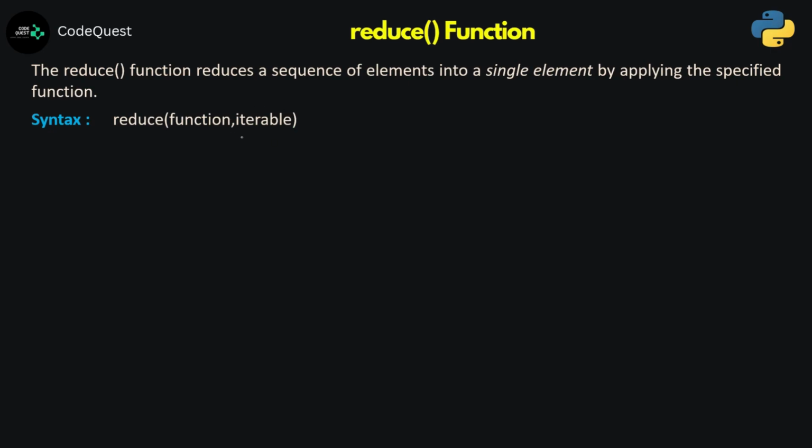This iterable can be your list, string, tuple, anything. All these elements are taken by this function, and this function finally produces a single element. Whenever we use reduce, we are supposed to import one module, called functools, because the reduce function is present inside this module.